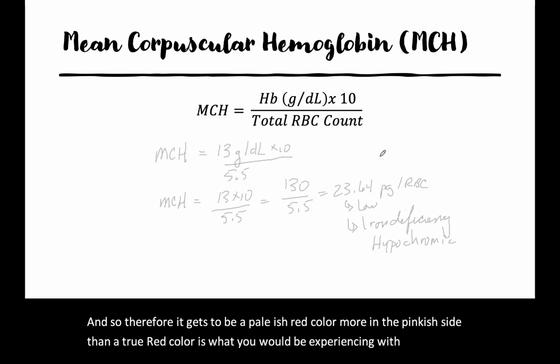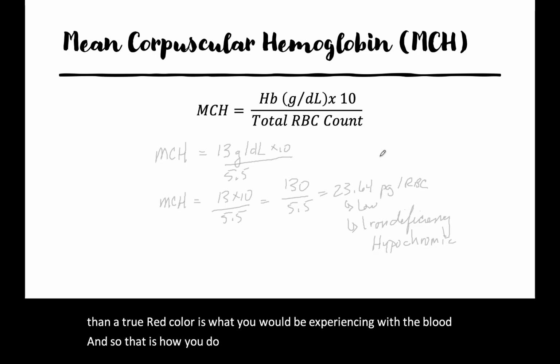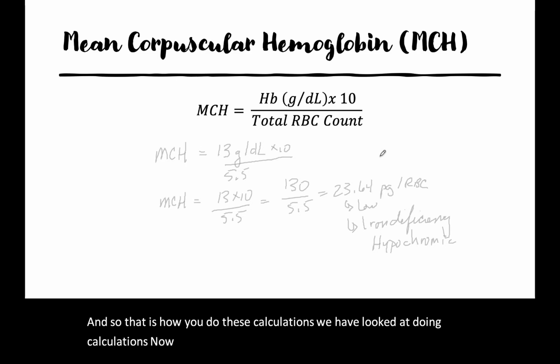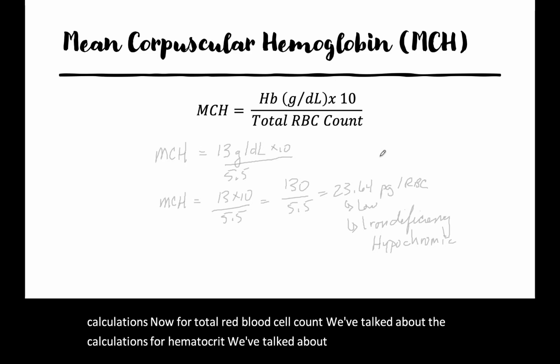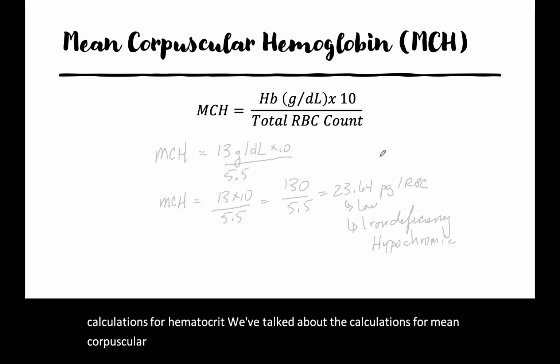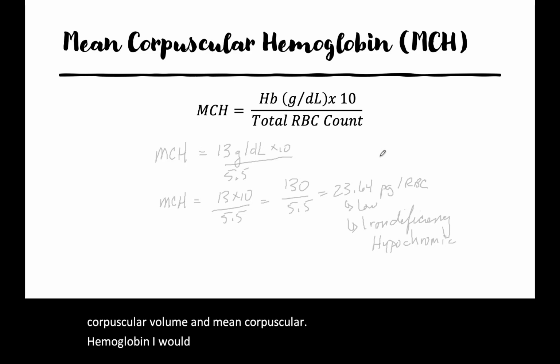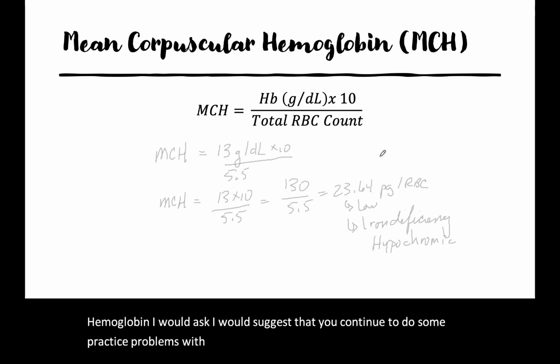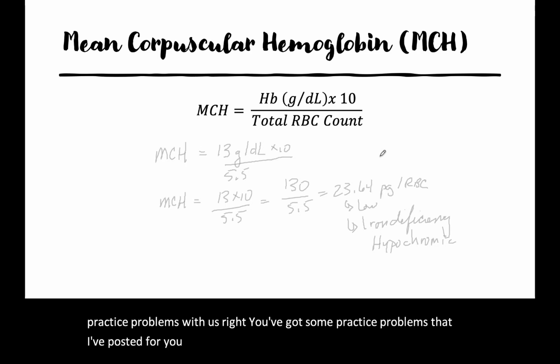And so that is how you do these calculations. We have looked at doing calculations now for total red blood cell count. We've talked about the calculations for hematocrit. We've talked about the calculations for mean corpuscular volume and mean corpuscular hemoglobin. I would suggest that you continue to do some practice problems with this. You've got some practice problems that I've posted for you as well. And of course, I am always available for any questions.